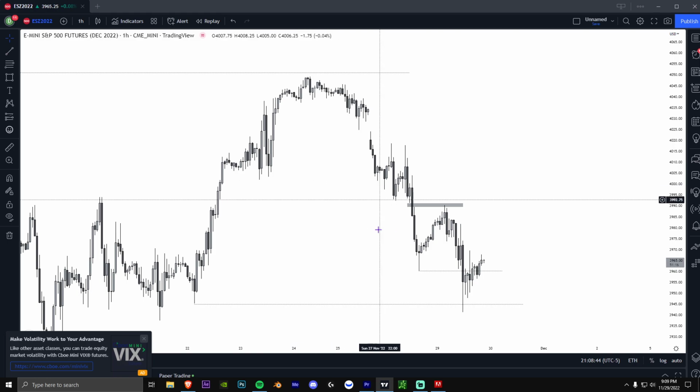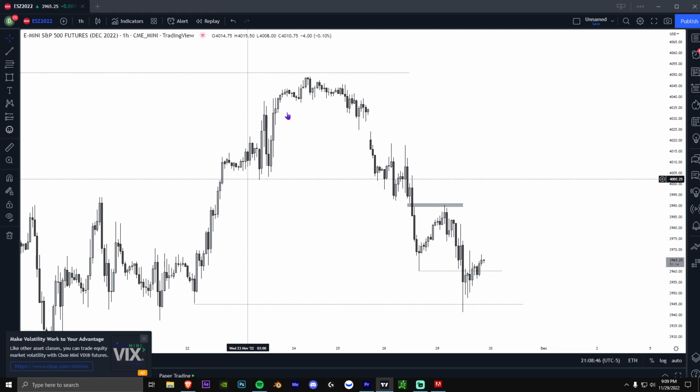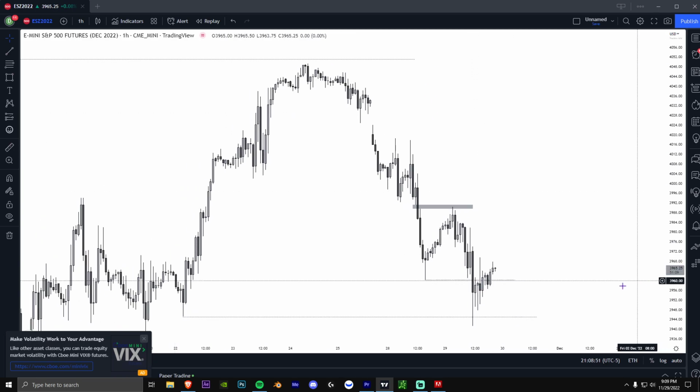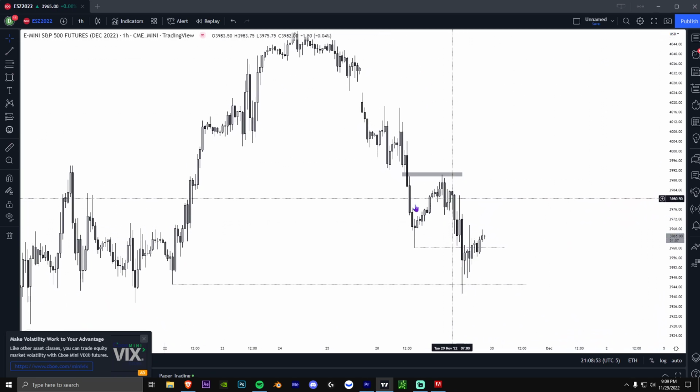I go to the high time frame. I look to see if we're in a sell model or buy model. This was clearly a sell model. Some days it might not appear as clean as this, but this is what I do. So I go to the sell model, look for a high time frame setup.